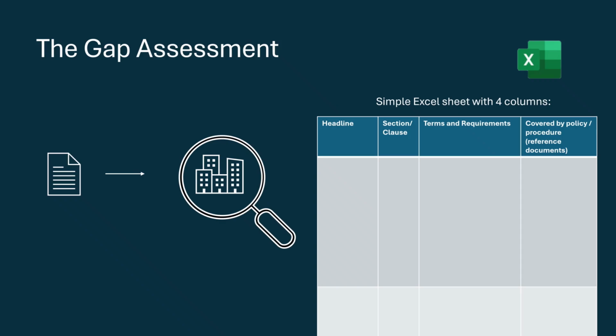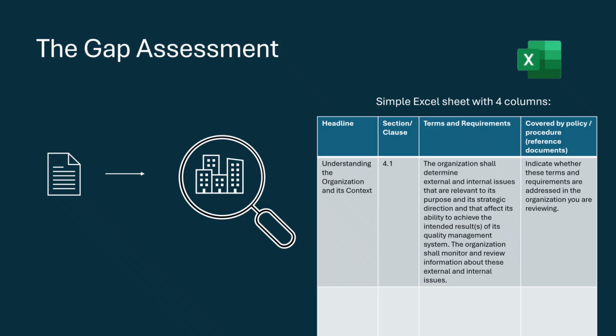Since the goal is to review all parts of the standard, start by filling in the first clause. Headline: understanding the organization and its context. Section, clause: 4.1. Terms and requirements: The organization shall determine external and internal issues that are relevant to its purpose and its strategic direction, that affect its ability to achieve the intended results of its quality management system. The organization shall monitor and review information about these external and internal issues.